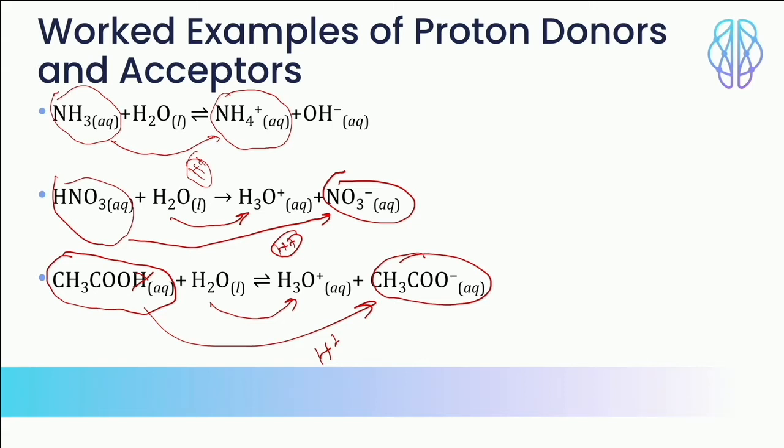I'll give you a moment to take this in and summarize, of the three equations, which is the Bronsted-Lowry acid and which is the Bronsted-Lowry base. Yep, so the Bronsted-Lowry acids are nitric acid, acetic acid, and water. And the Bronsted-Lowry bases are ammonia, water, and water in the last equation.